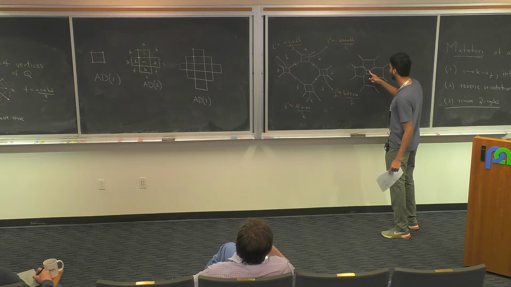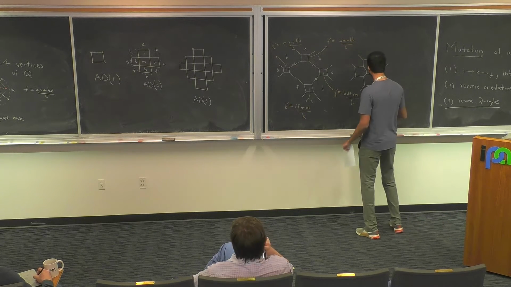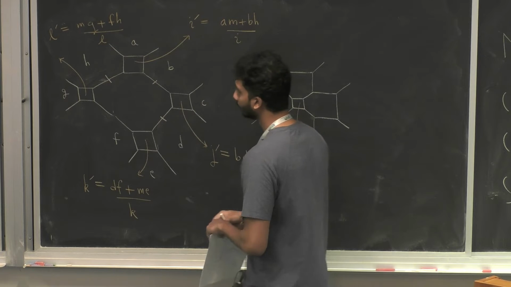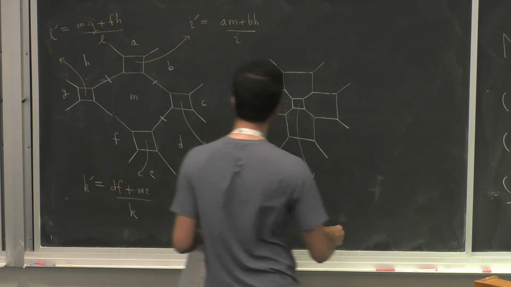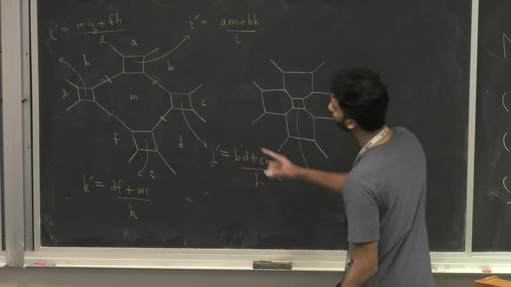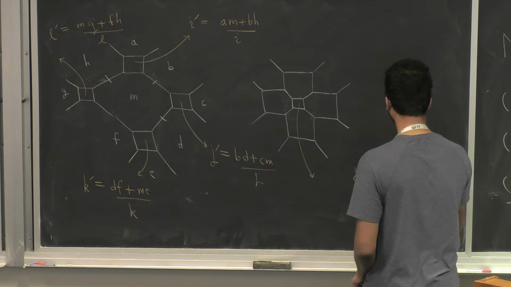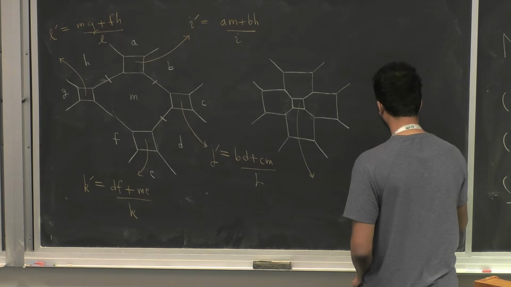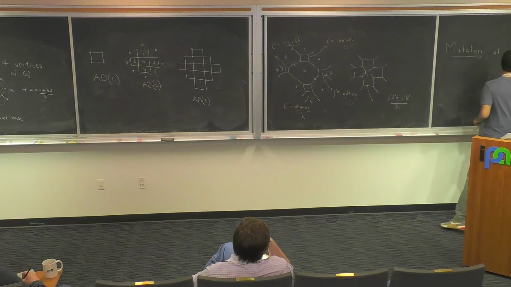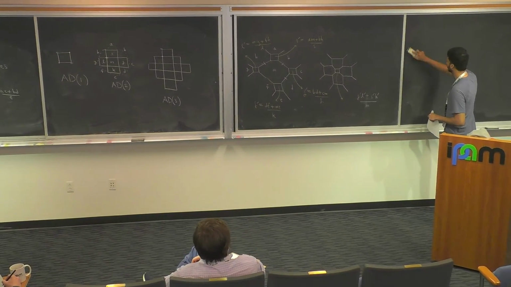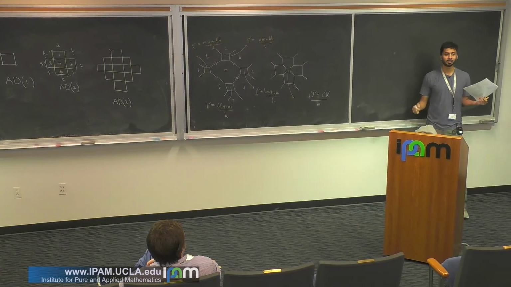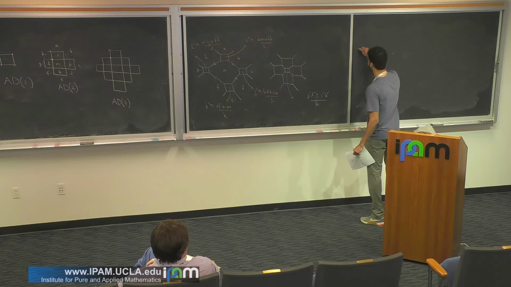So the cluster variable of this face that I end up with is going to be something pretty complicated. This face was called M. So it's going to be (J prime L prime plus I prime K prime) over M. And the question is, if I look at this as a big Laurent polynomial, what is it counting? Let's expand it and see what this actually looks like.